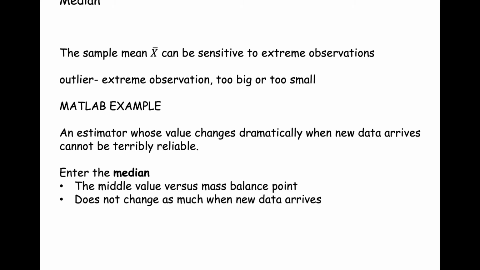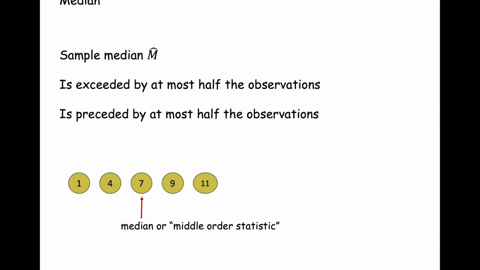So let's take a look at what the median is. The median is the middle value, versus the center of mass or balance point for a distribution. And the beauty of the median is that it does not change as much whenever new data arrives. So let's take a look at the sample median. The sample median is denoted as M hat. It's really important to distinguish between the sample median and the so-called population median.